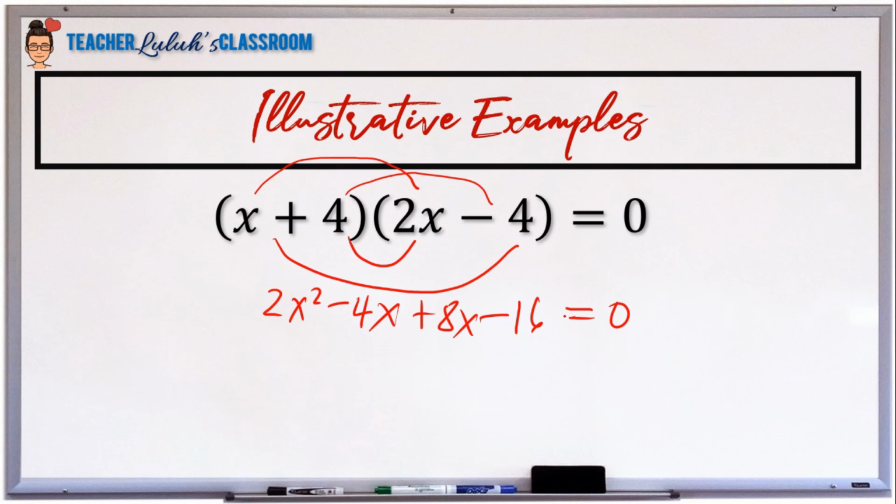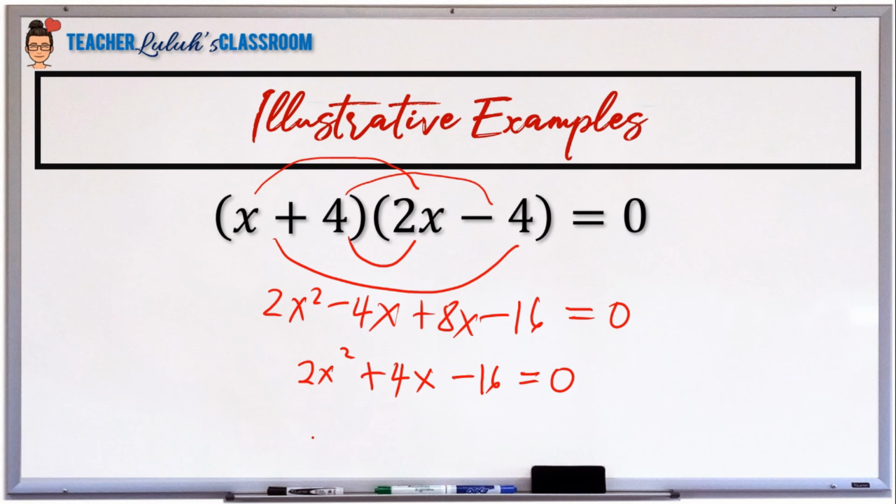Huwag natin kakalimutan yung equal 0 sa standard form or any other form. Pag walang equal 0, hindi na siya equation. Okay? Common carelessness ng mga students. Okay, sinimplify ko lang yung negative 4x plus 8x. That's why I have positive 4x here. So, giving us 2x squared plus 4x minus 16. Yung sinasabi ko kanina, dapat equal 0.